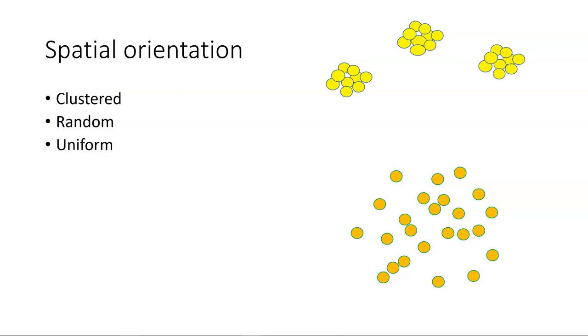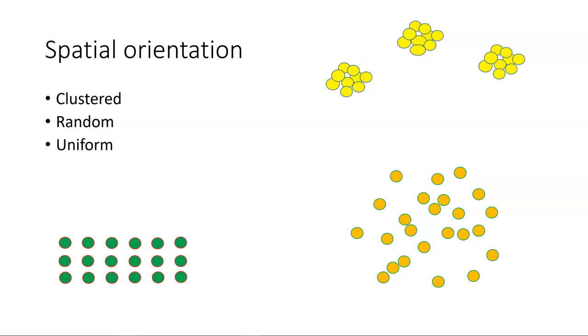Or it could be uniform. In a uniform distribution, we've got 3 rows of 6 or 6 rows of 3, but it's all the same because they're all equally spaced on this grid. So we would call that a very uniform distribution. Now let's see what these look like in nature.